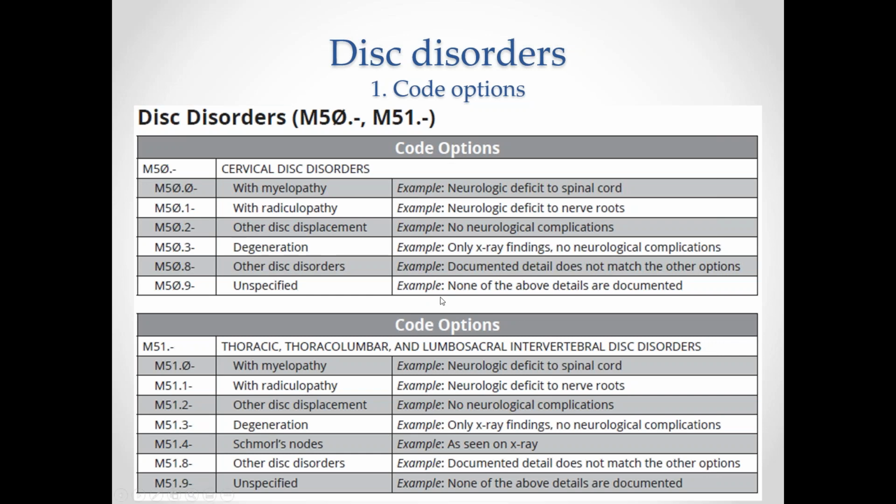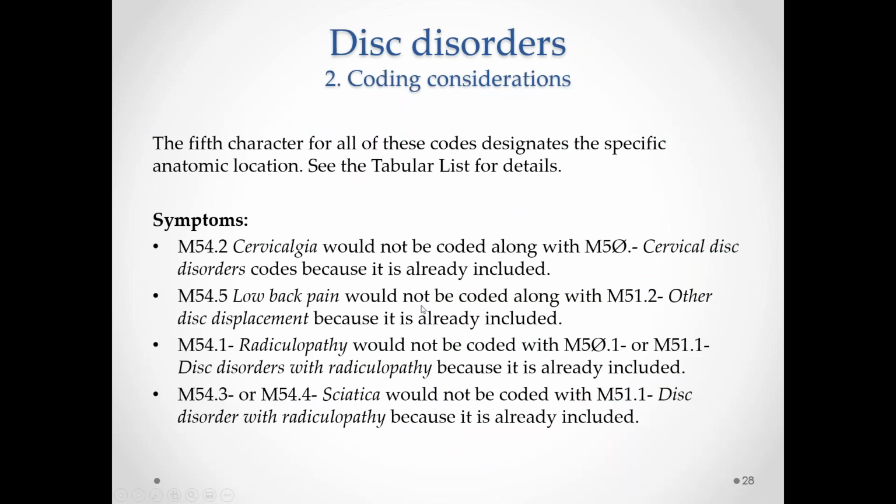So if I were to go into the code book and look up all these codes and try to see what I can learn from them, here's what I'd find. The fifth character for all these codes designates specific anatomic locations, so you can look those up. And then when it comes to symptom codes, we have these guidelines that let us know that codes like cervicalgia should not be coded along with M50s.